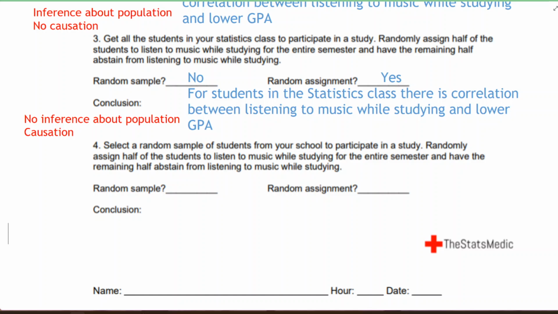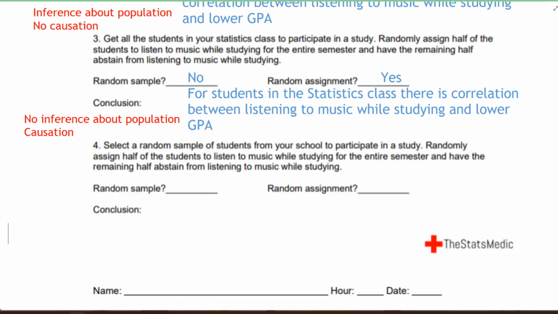These results may or may not be applicable to the entire school because we only looked at stats students, and stats students may be different than the rest of the students on campus in ways that are related to this study.